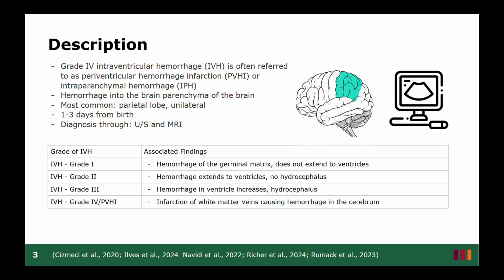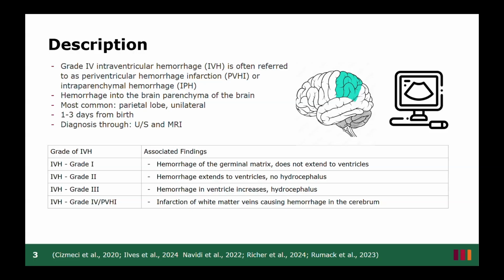For background, grade 1 is when there is bleeding from within the germinal matrix that does not extend past the caudothalamic groove. Grade 2 intraventricular hemorrhage will occur when the hemorrhage extends to the ventricles. However, there is no associated hydrocephalus. Grade 3 hemorrhage is also considered severe and occurs when hemorrhage extends into the ventricles with hydrocephalus present.